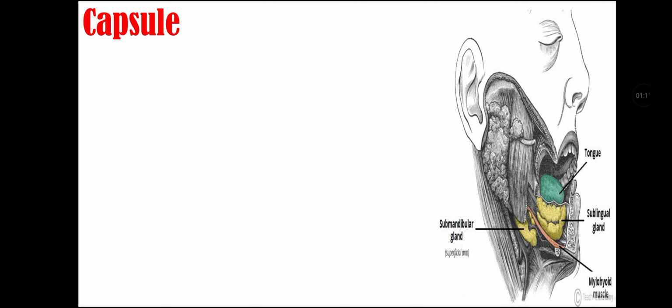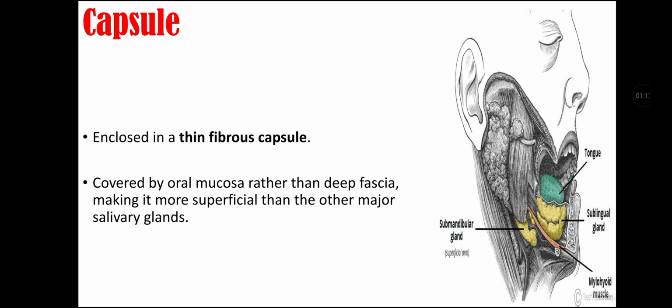Talking about the capsule of sublingual gland, it is enclosed in a thin fibrous capsule. It is covered by oral mucosa rather than deep fascia, which makes it more superficial than other major salivary glands.